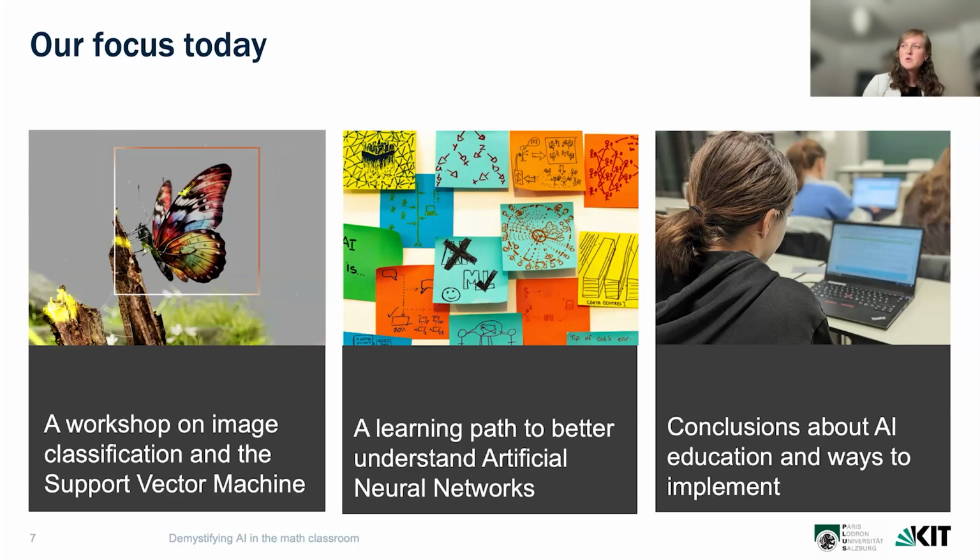First, I will dive into a workshop on image classification, and here the focus is on the machine learning method, the support vector machine. Then I will hand over to Stefan, who will give you an insight into a learning path to better understand artificial neural networks, focusing on the mathematical parts of this. And we will end with some conclusions about what we present here.